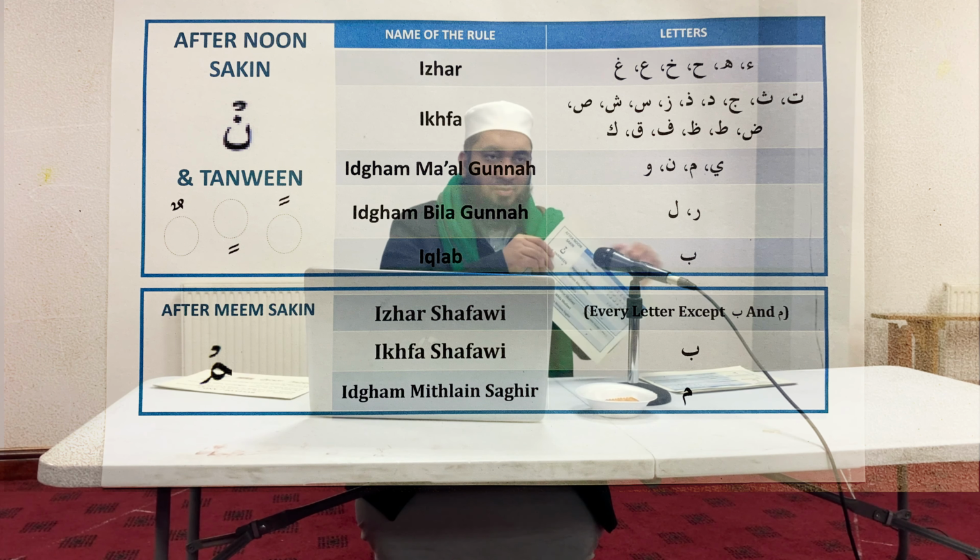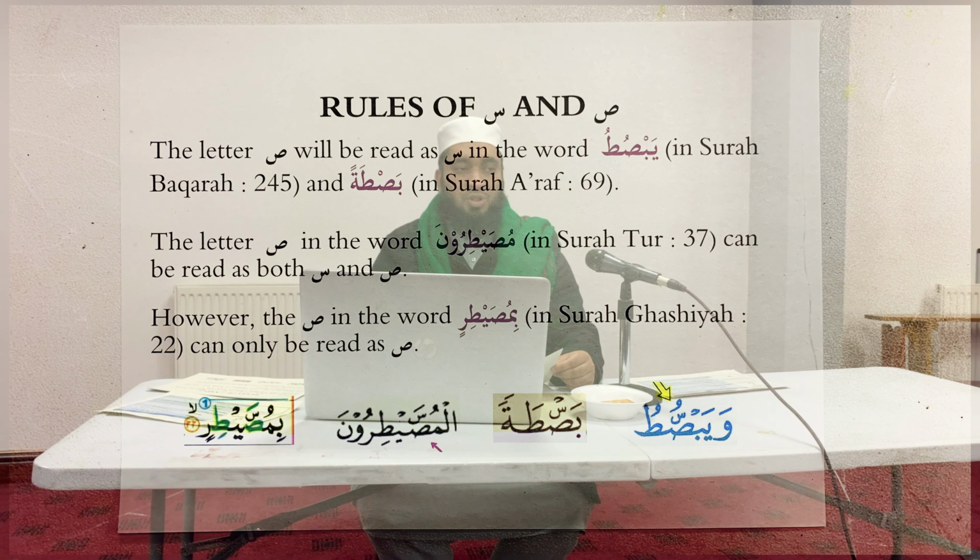Surah A'raf, the word is basta. It is written with sad, and if you open the Quran you will see a small sin written on top of that. So we change this sad into sin. So these are the two words in the Quran: yabsutu in Surah Baqarah and basta in Surah A'raf. Both words will be read with sin and not with sad.